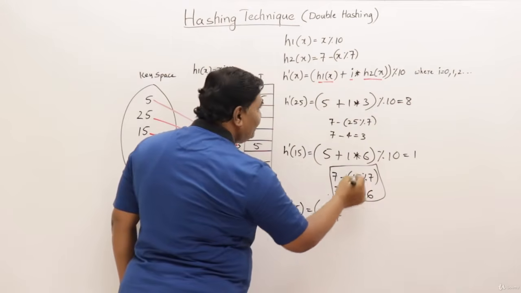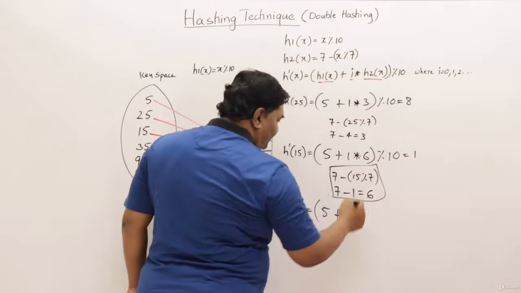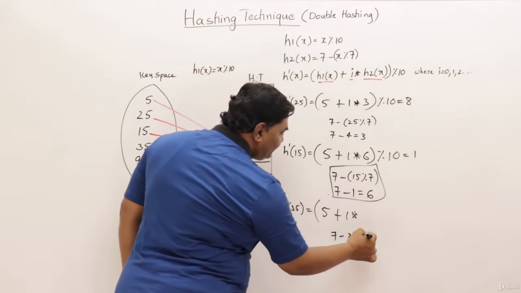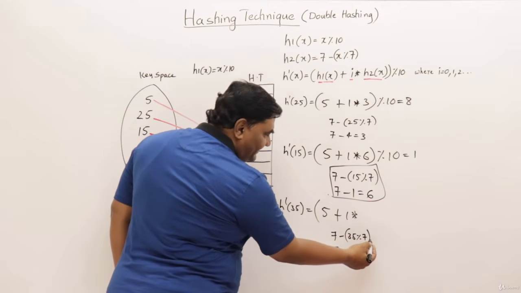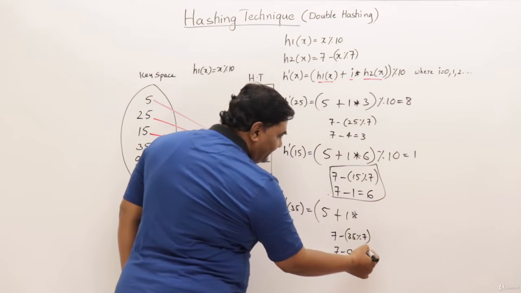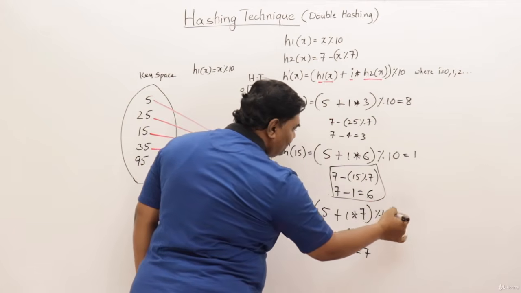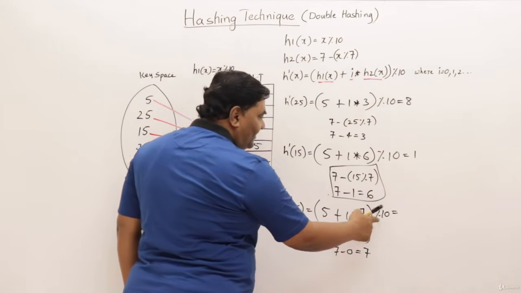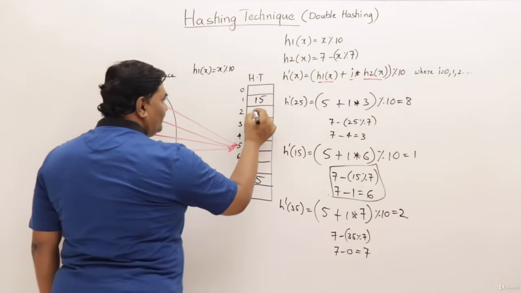So 5 plus i, which is 1 now, into h2 of 35. Let us calculate 7 minus 35 mod 7. 35 will get exactly divided by 7, so the remainder is 0. So this is 7 minus 0, which is 7. So this is 7 mod 10. So this is 5 plus 7, that is 12. Mod 10 is 2. So 35 should be stored at 2.